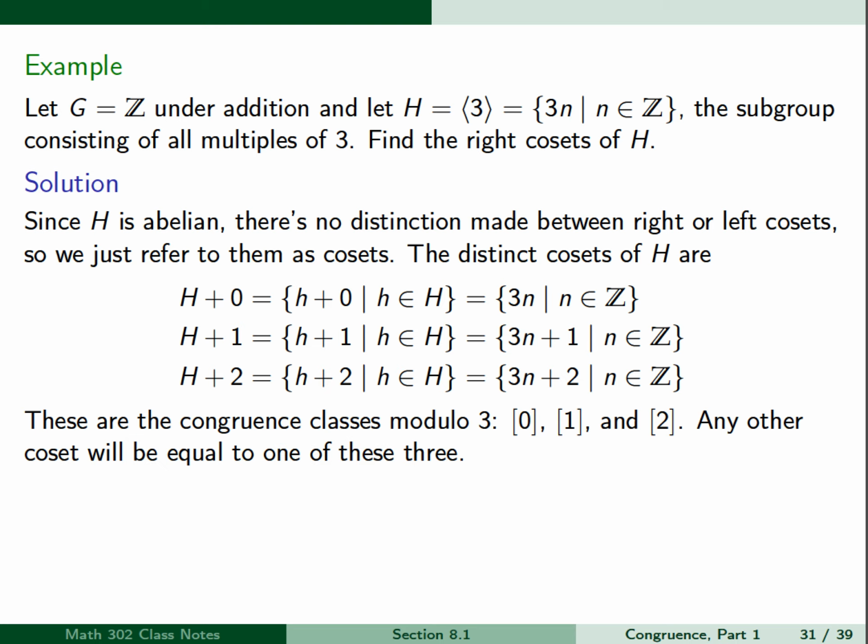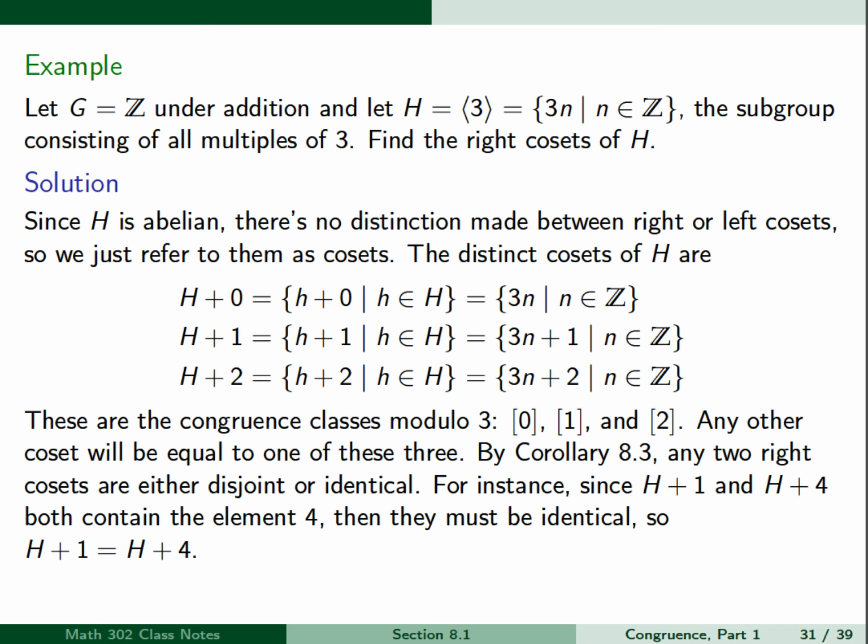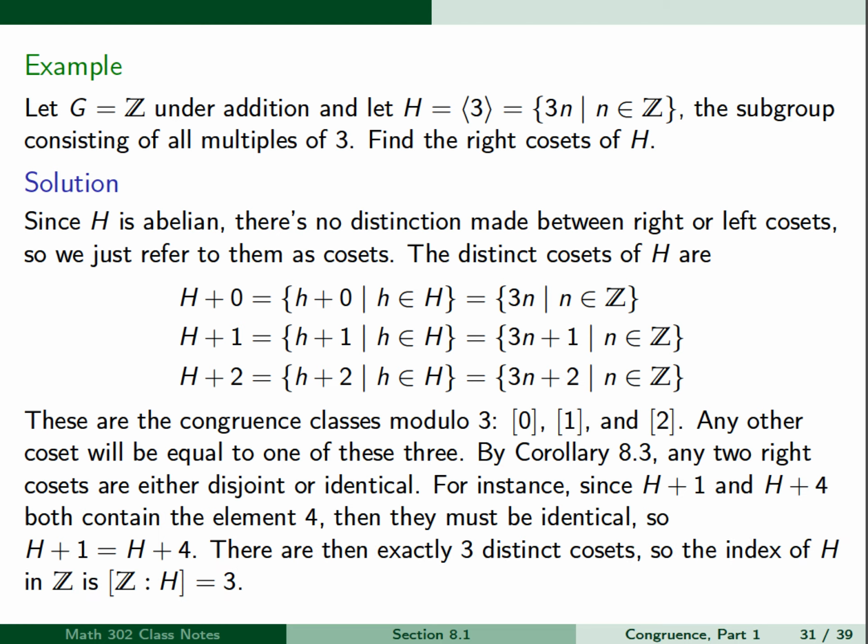Now any other coset will be equal to one of these three. By Corollary 8.3, any two right cosets are either disjoint or identical. So for instance, since H plus 1 and H plus 4 both contain the element 4, then they must be identical. So H plus 1 will equal H plus 4. So there are then exactly 3 distinct cosets. So the index of H in Z, which is [Z : H], will be 3.